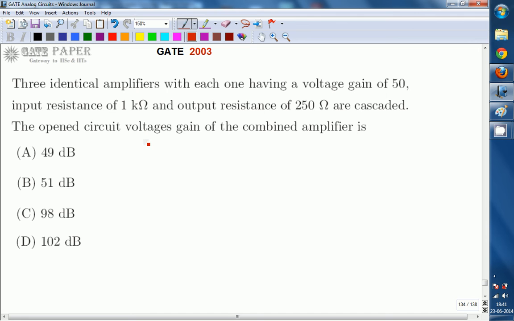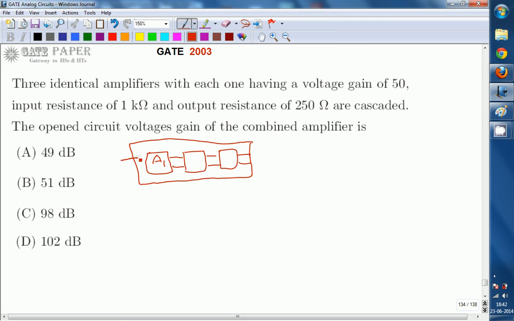So generally we are dealing with three identical amplifiers. Internally they are connected in this way. This is the entire voltage amplifier, which consists of three identical amplifiers internally.